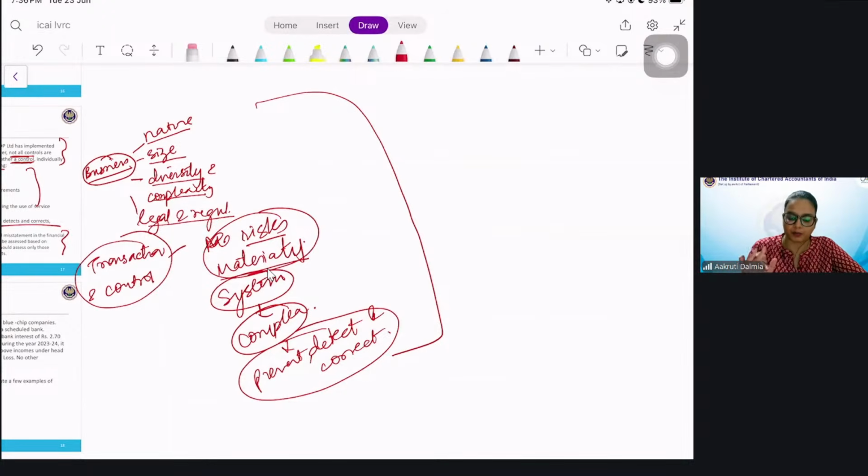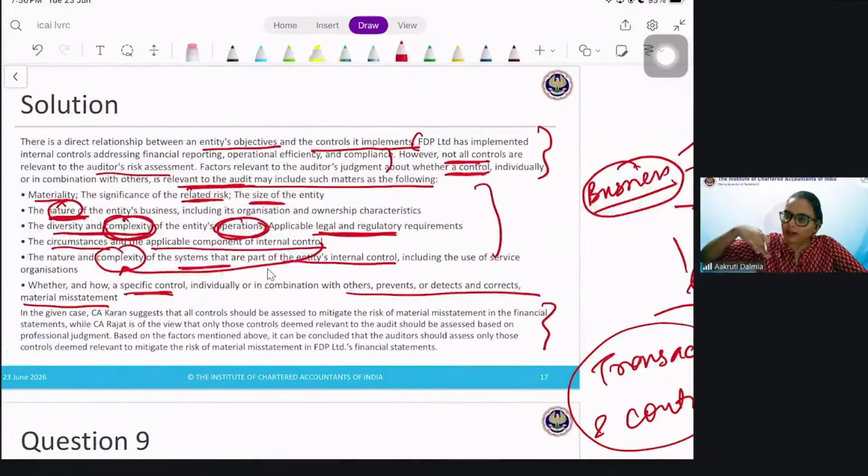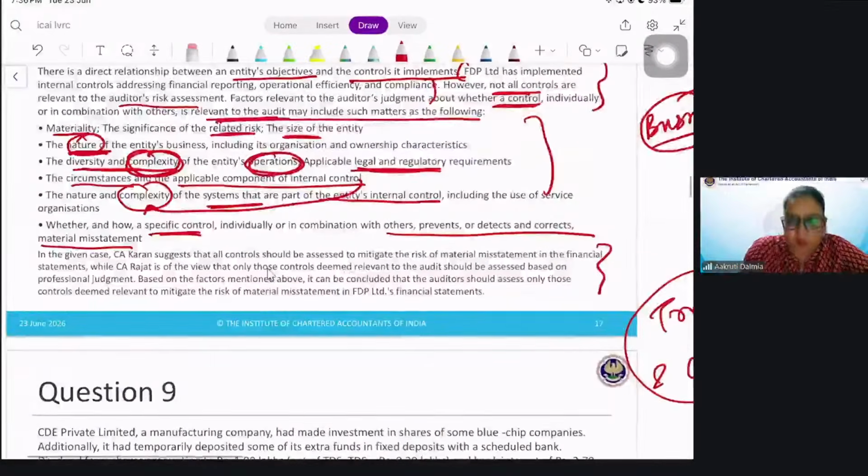Grouping method. Okay. So instead of remembering 10, 11 points separately, remember them in two main parts, business and transaction. Can you remember it? Okay, next.